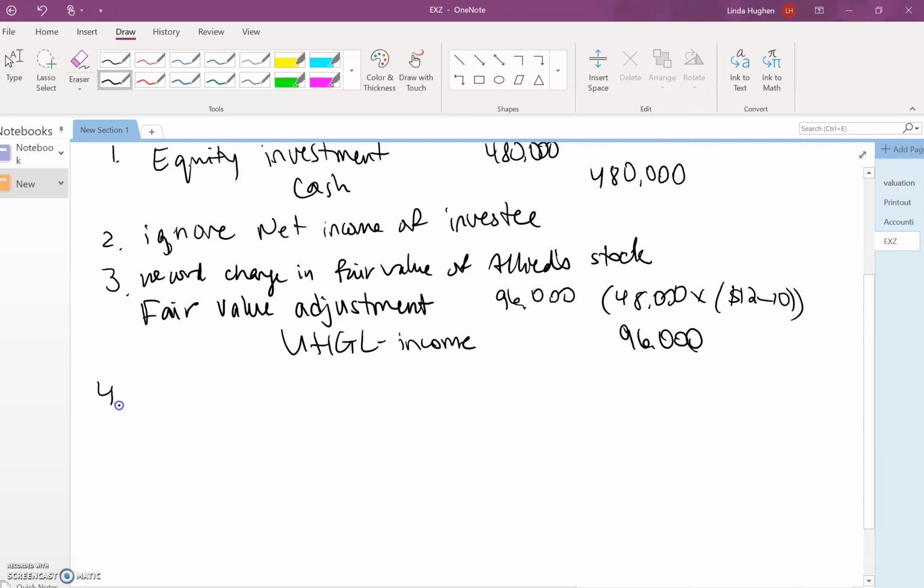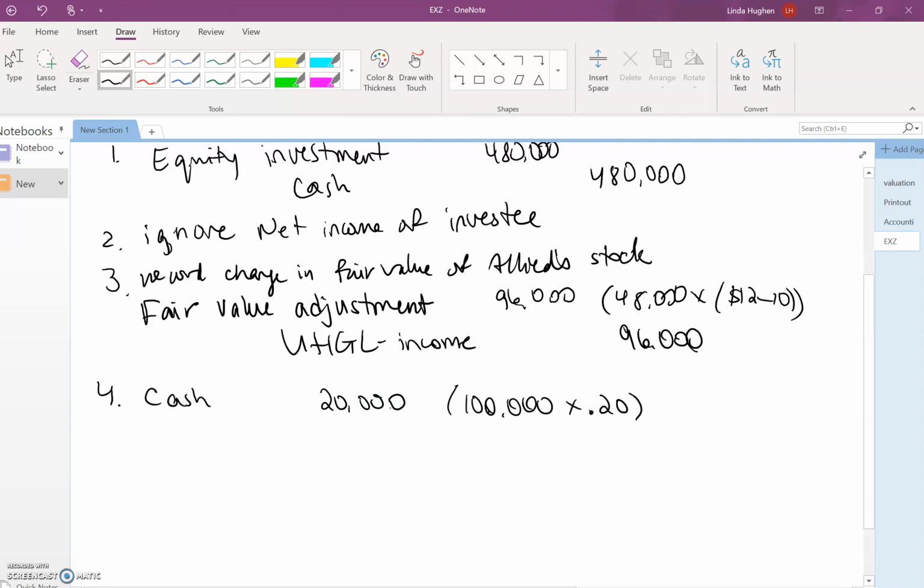Item 4. On January 28th, 2020, Allied Company announced and paid a cash dividend. So the company whose common stock we own paid a cash dividend. Therefore, we get cash. We don't get the full 100,000. We get a portion of that. We own 20% of Allied's common stock, so we get 20% of that dividend, or $20,000 in cash.